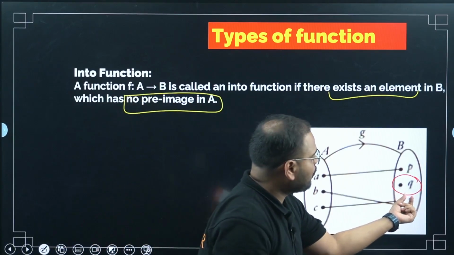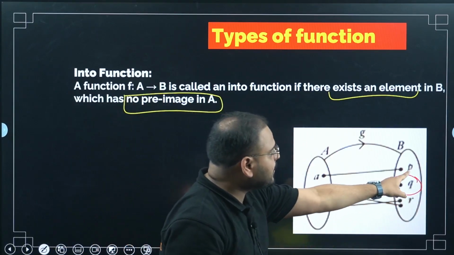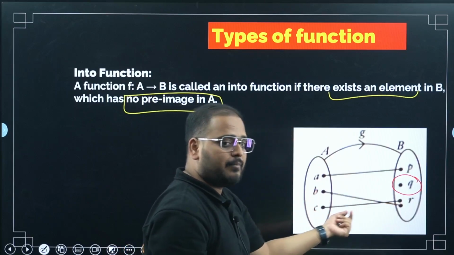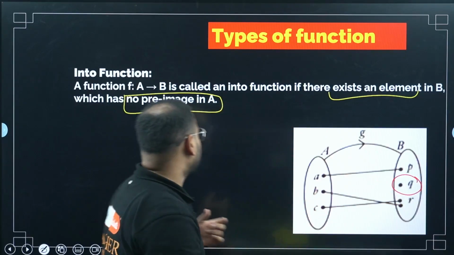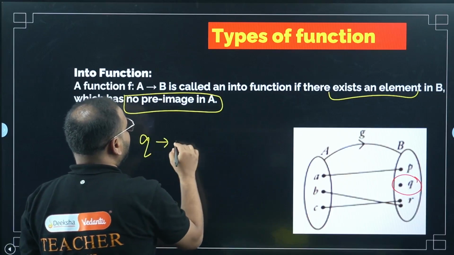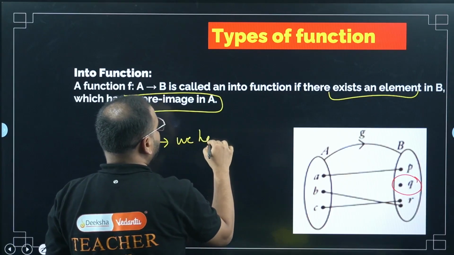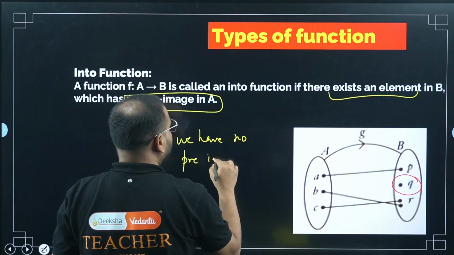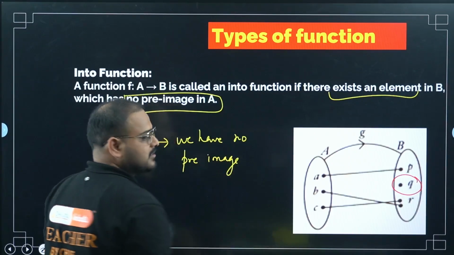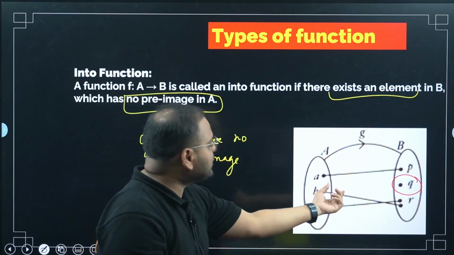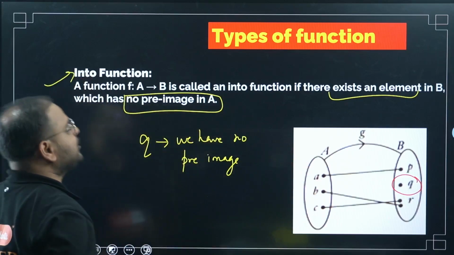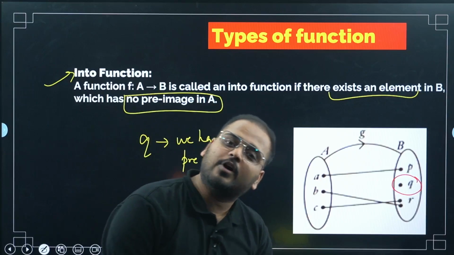For Q, what is the pre-image? For P, the pre-image is A. For R, we have two pre-images, B and C. But for Q, no pre-image, right? For Q, there is no pre-image. That's why this function is into. Definition done. Shall we move on, please?